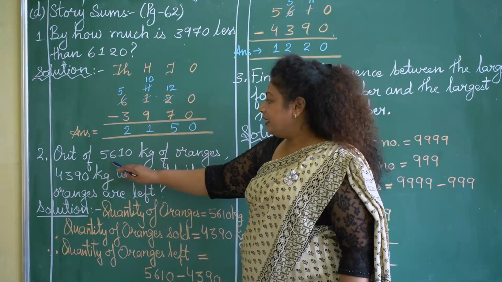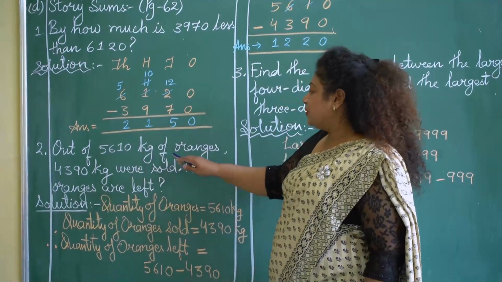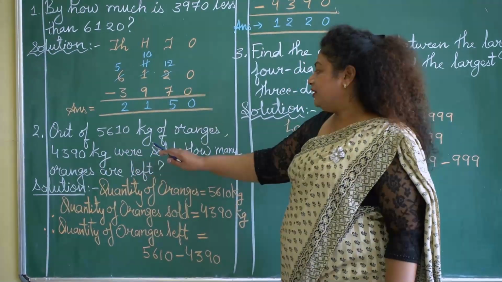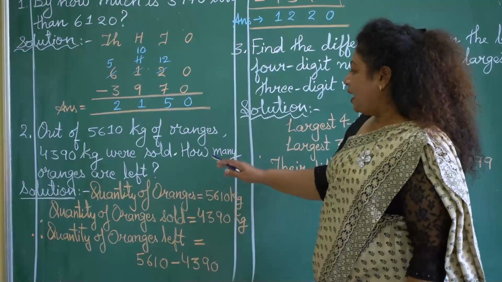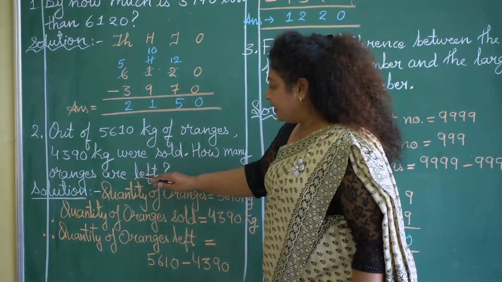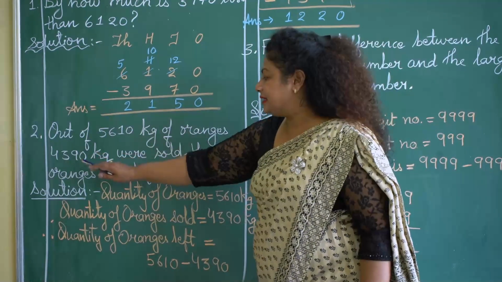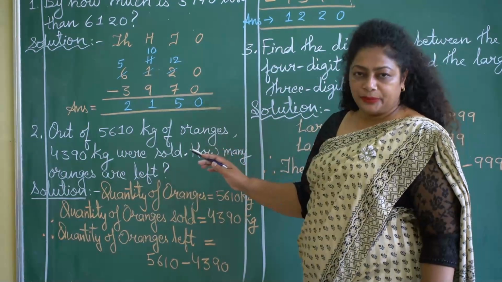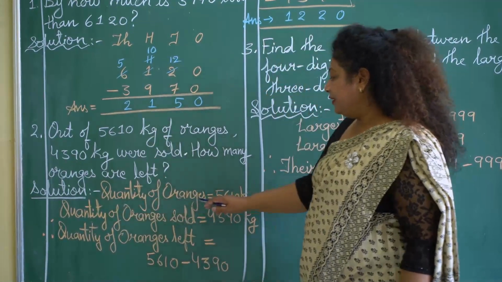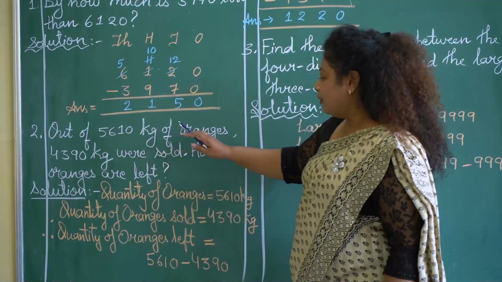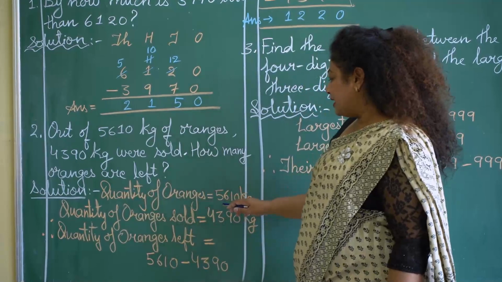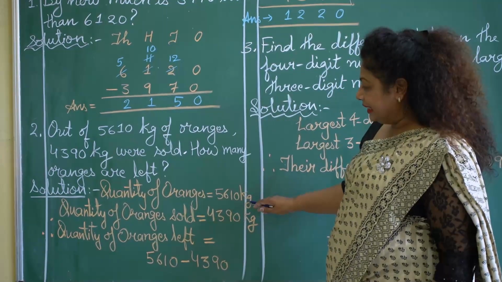I am reading out the second statement. Out of 5610 kgs of oranges, 4390 kg were sold. How many oranges are left? The word left itself shows that this is the sum of subtraction. Let us start the solution. First statement we'll write is quantity of oranges. How many oranges are given to you? The quantity of oranges are 5610 kgs.